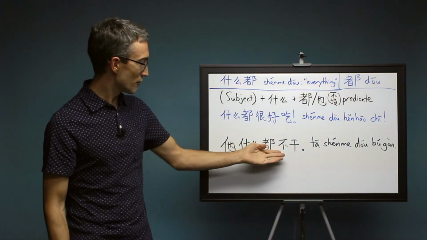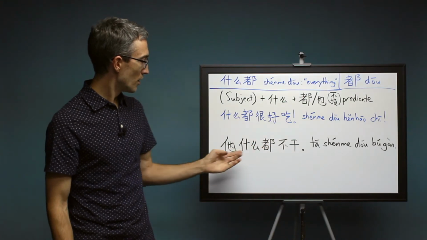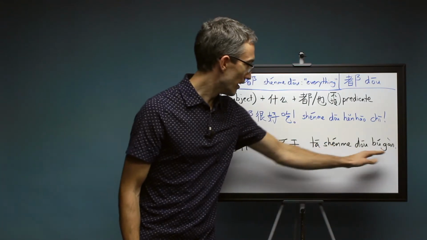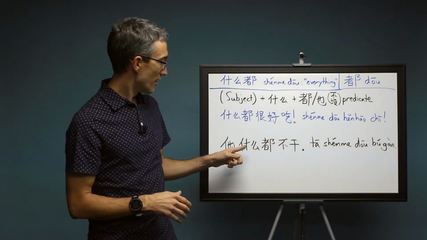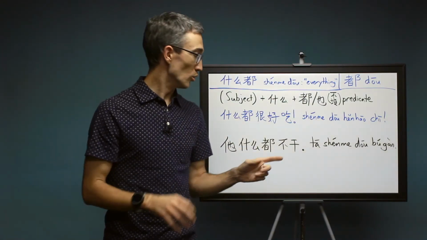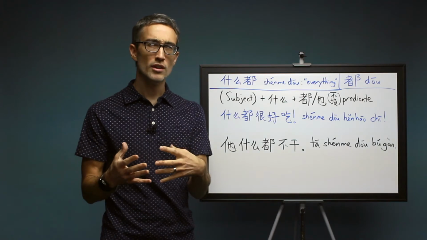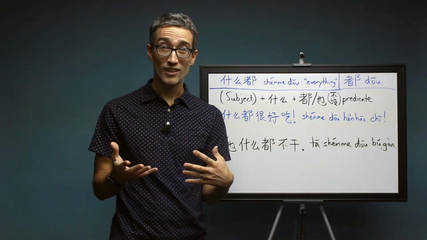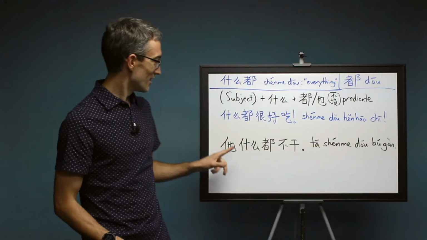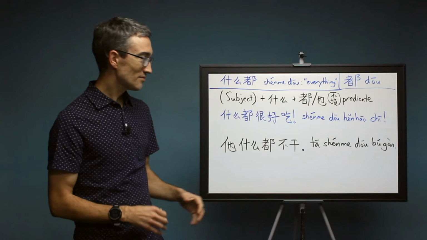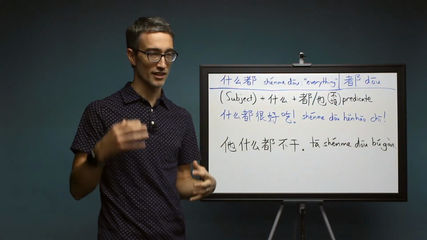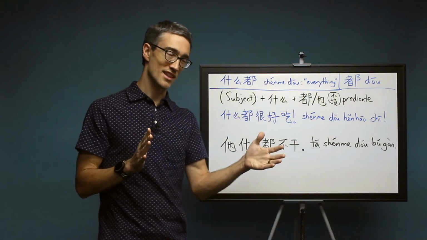Here we have a negative phrase using 不. 他什么都不干. This means he, everything, 都 all, 不干 means does not do. 干 means to do, but it's often used about working or doing chores, that kind of thing. So this is saying he doesn't do anything. 他什么都不干. So again, this whole structure is very not intuitive because you can't translate it directly.